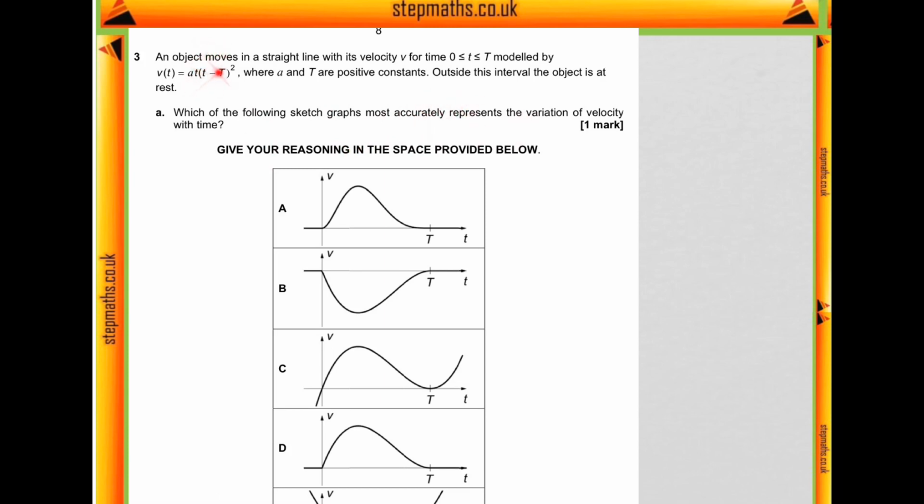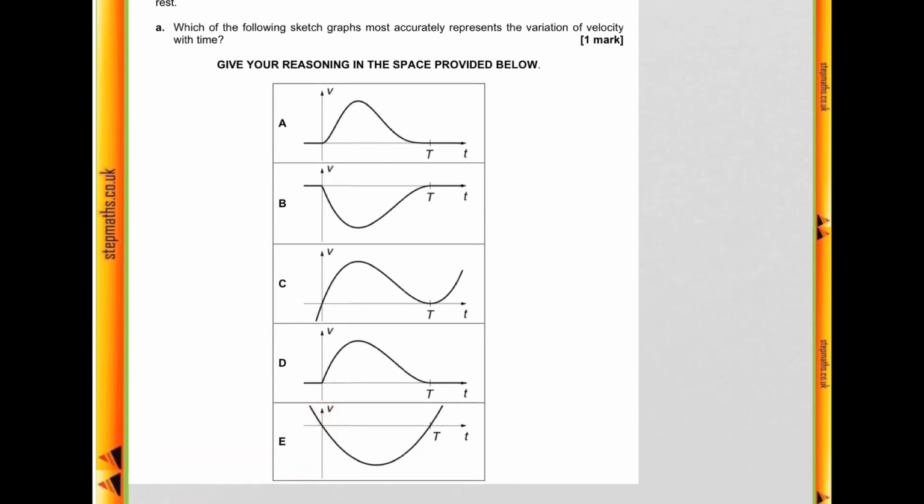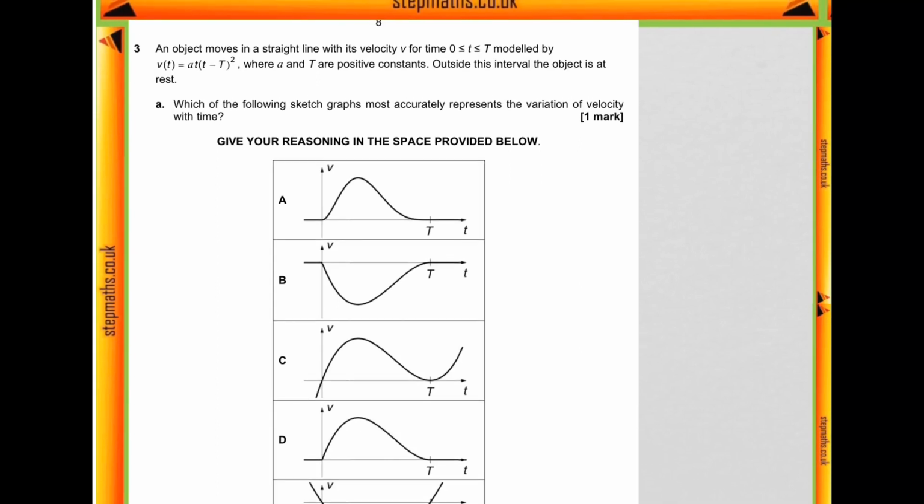So first of all, we see that if we set this equal to 0, then the solution will be t equals 0 and t equals T. So therefore, we must cross the x-axis, the time axis, at 0 and T. From this reasoning, we can't eliminate anything, but it just lets us confirm stuff.